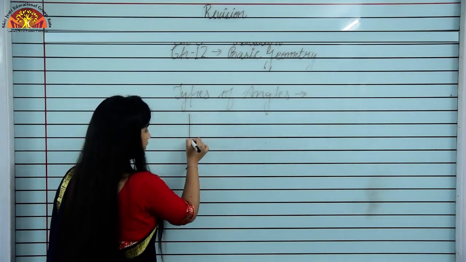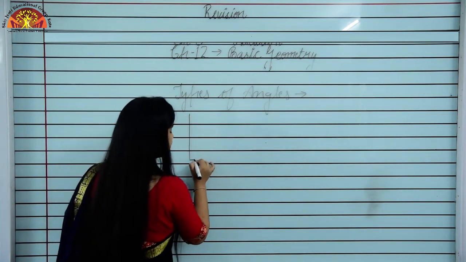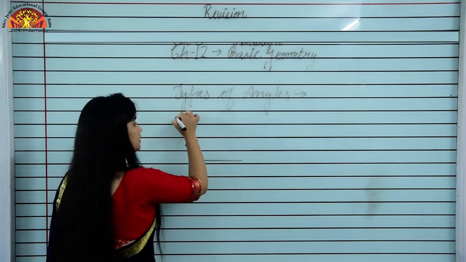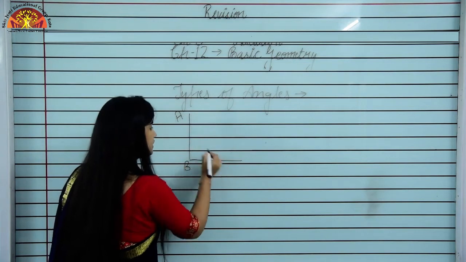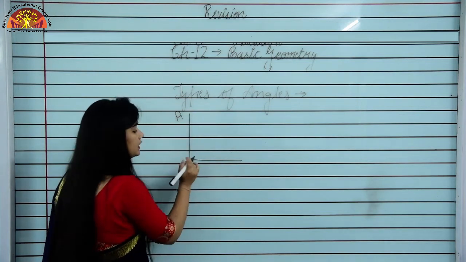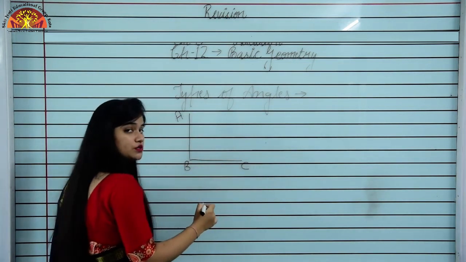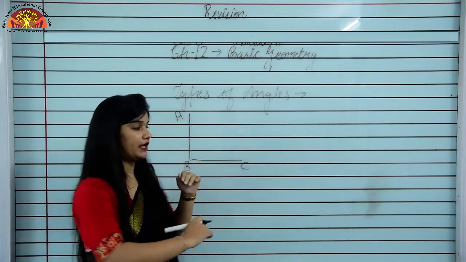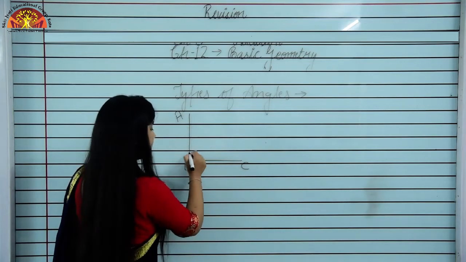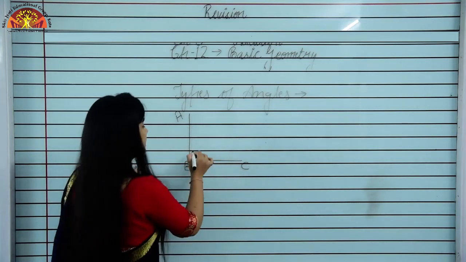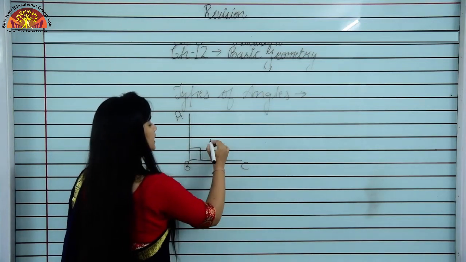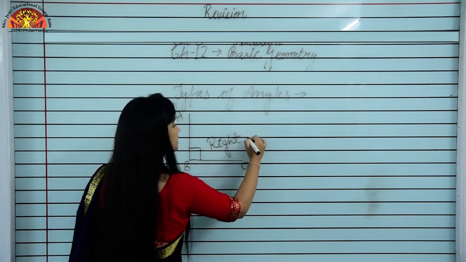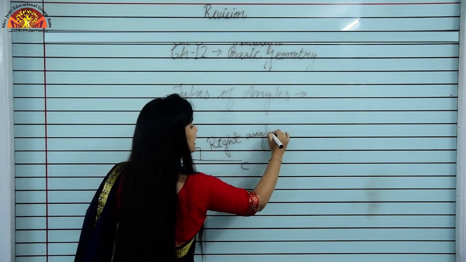If we join a vertical and a horizontal line, what did I say? AB is a vertical line and BC is a horizontal line. If we join a vertical and a horizontal line at a common end point, they are meeting at a common end point, they form an angle, that is right angle, and the right angle is of 90 degree.